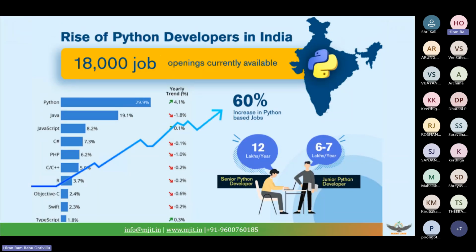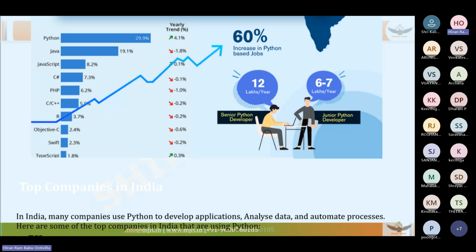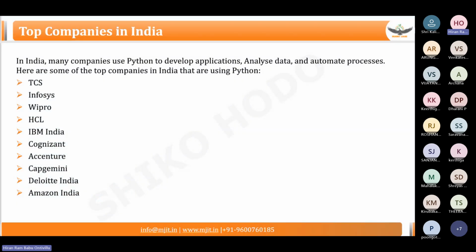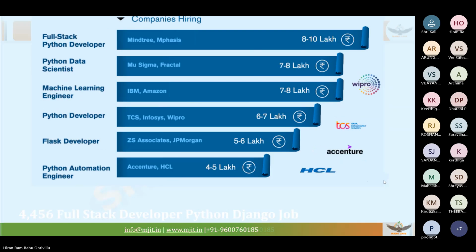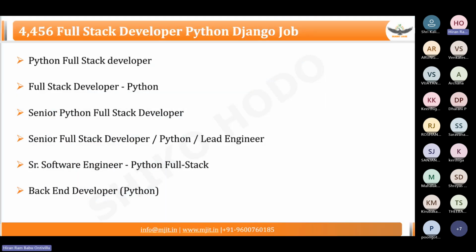Because Python is growing with a 60% increase in jobs, and any organization you see is using Python, and it is one of the top paying jobs across the globe. Whichever you take, it has them. Whatever we are seeing is full stack. After that, we have data centers, machine learning, developers, general developers, Flask developers, Python automation engineers. These are different roles, as Venkatesh might have already said.